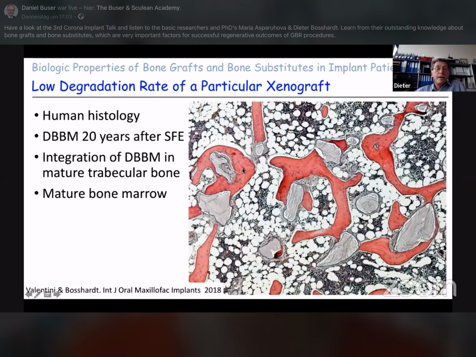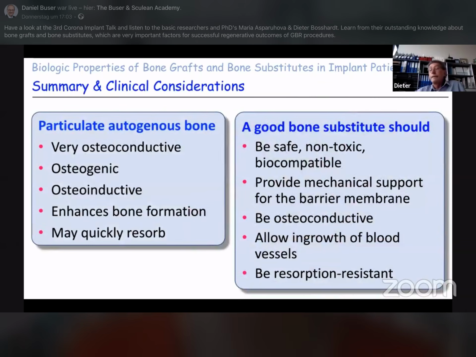And this is trabecular bone. So trabecular bone, mature trabecular bone, surrounded here with a lot of large areas with mature bone marrow. So very mature bone here and very stable conditions. The biomaterials still present after 20 years. And now we come to the summary and the clinical considerations.